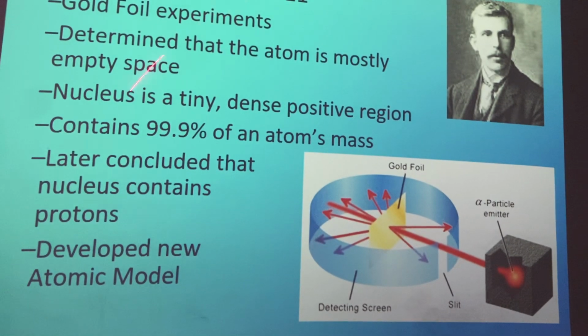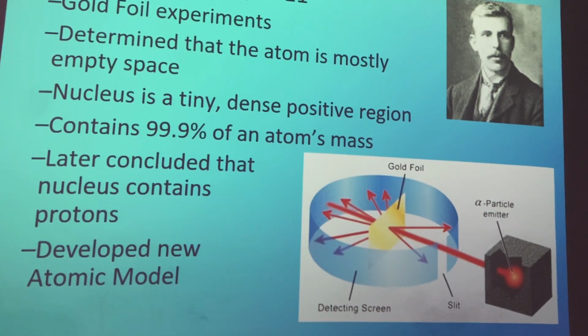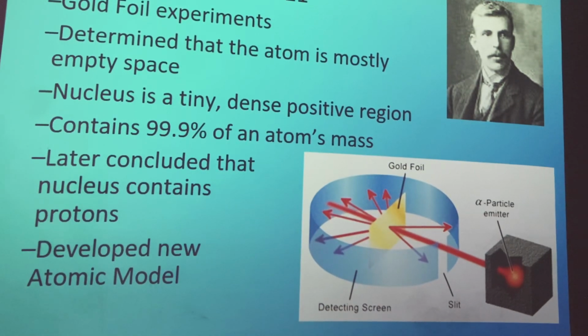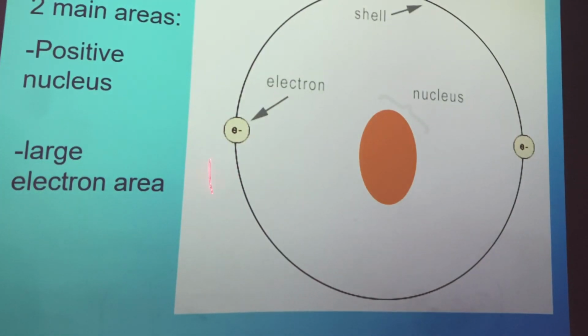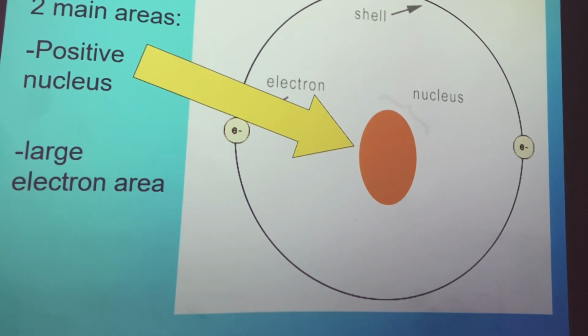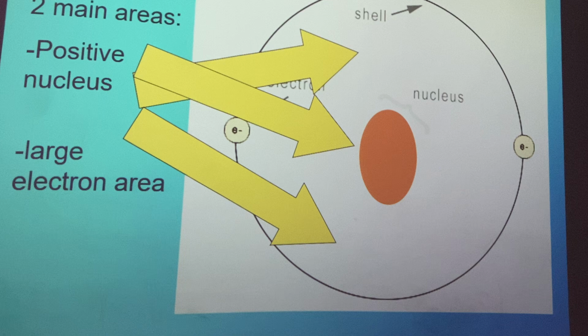It has a lot of empty space. He said that empty space is where the electrons are at. In the middle is a positive region called the nucleus. And so this is what he thought the atom looked like. We're getting better now. So we said the electrons were circling around. We said the nucleus is the positive region.